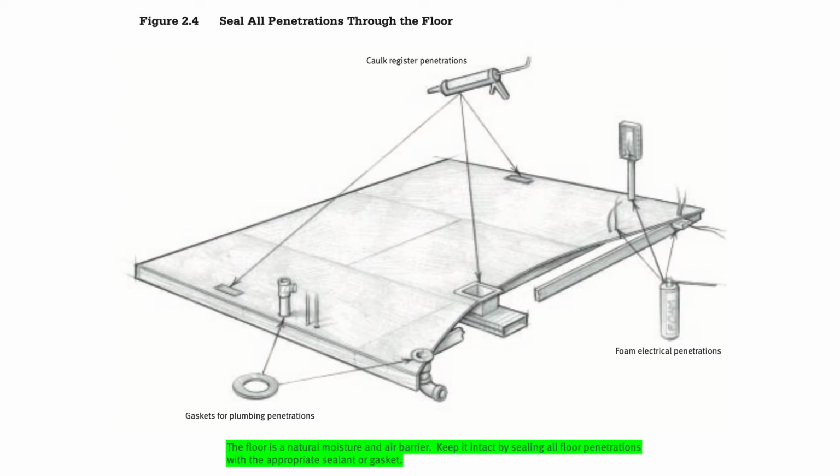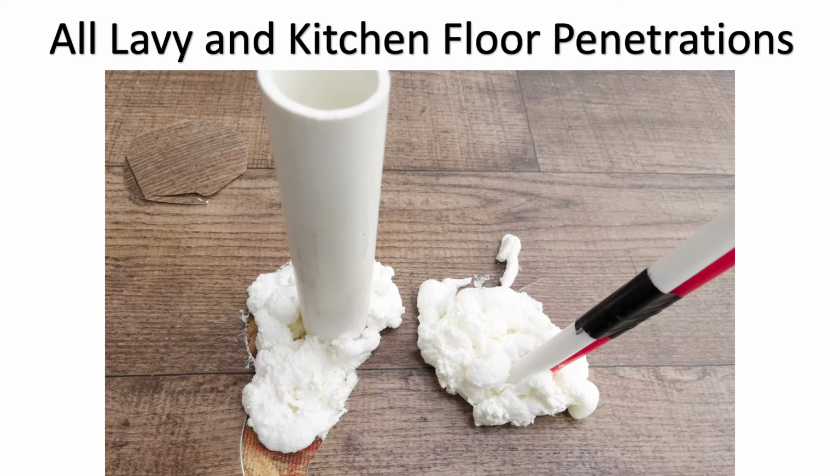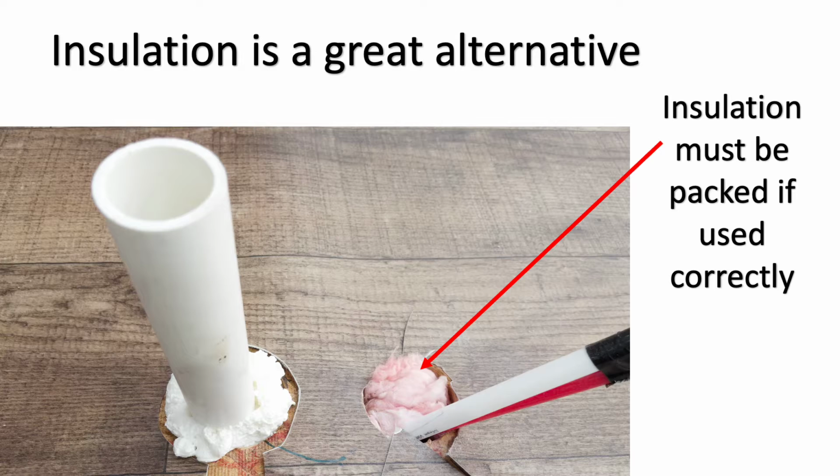Gaskets for plumbing penetrations. Foam for electrical penetrations. Caulk for register penetrations. All furnace and kitchen floor penetrations should be foamed. All furnace and kitchen floor penetrations must be filled with foam to stop air infiltration. Insulation is a great alternative. Insulation must be packed if used correctly.